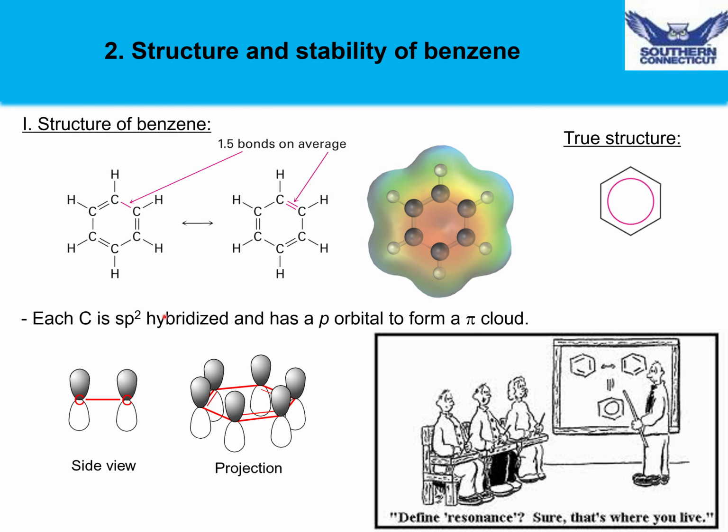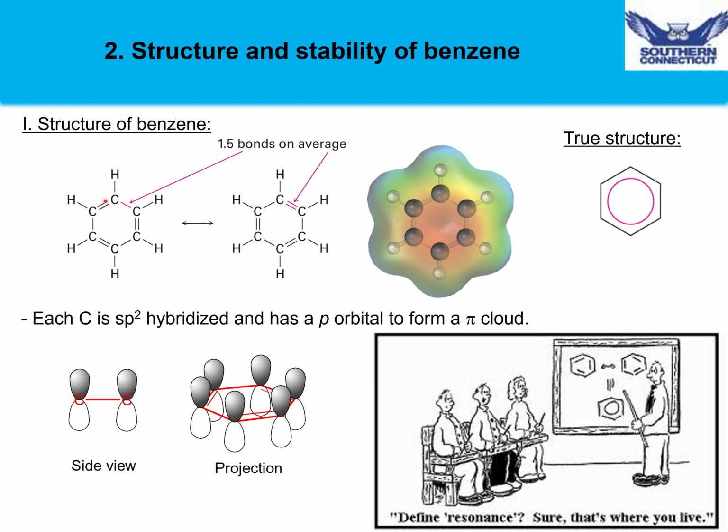Let's now discuss the structure of benzene and what is special about benzene. Benzene is a compound that contains a ring with 6 carbons that are joined together by alternating double and single bonds. There are 2 resonance structures for benzene that we can get from moving these pi electrons around the ring.